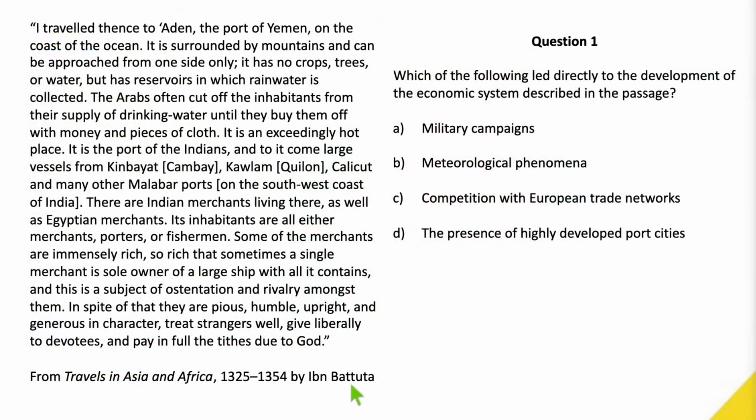So what would I do here? I would say, well, okay, this is from the Travels in Asia and Africa by Ibn Battuta. And then it says, which one of the following led directly to the development of the economic systems described in the passage? These are the killer words, right? Got to read. Okay, let's take a look. And this is not a short one.